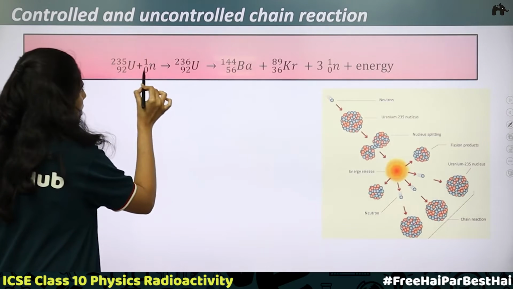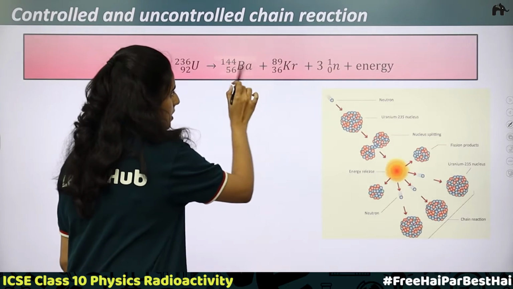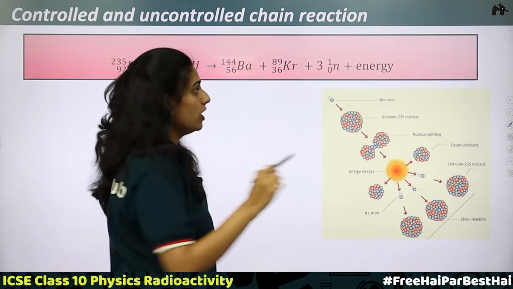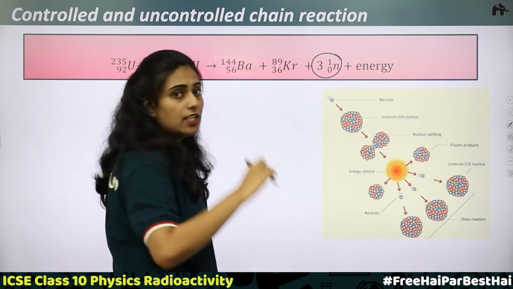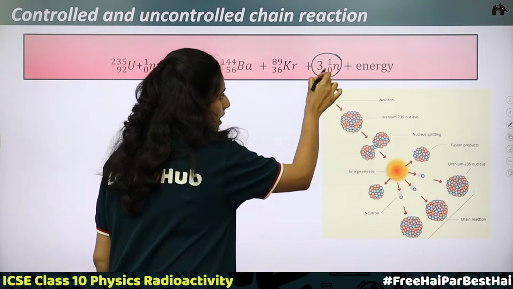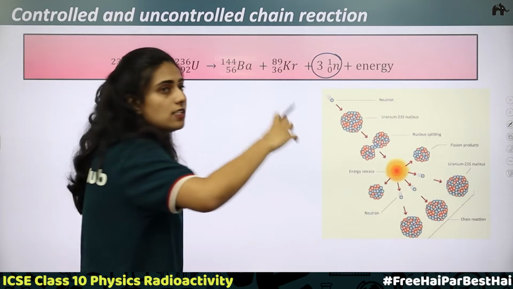We know that when one neutron strikes uranium-235, we get two fragments, that is two other nuclei, barium and krypton, plus 3 neutrons. Now here we have obtained 3 neutrons. These neutrons can strike other uranium-235 nuclei. Three other uranium-235s are struck by these 3 neutrons. Then what happens? Energy released is going to increase.